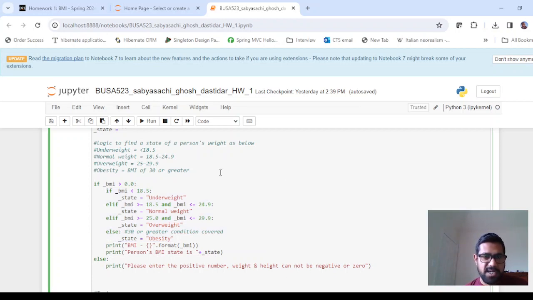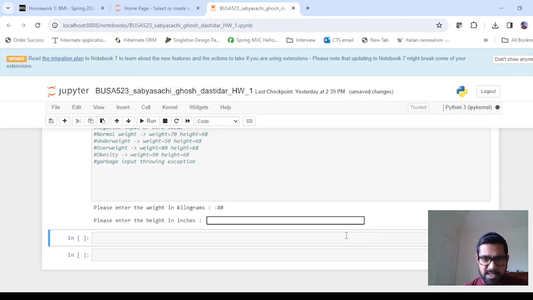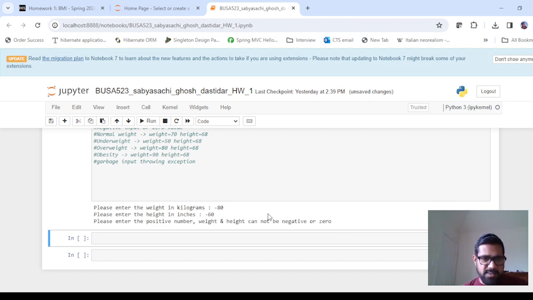So let me start by running the program. Let me give some negative input first. So minus 80, and height in inches, I'm giving something like minus 60. So this will say weight cannot be negative or 0.